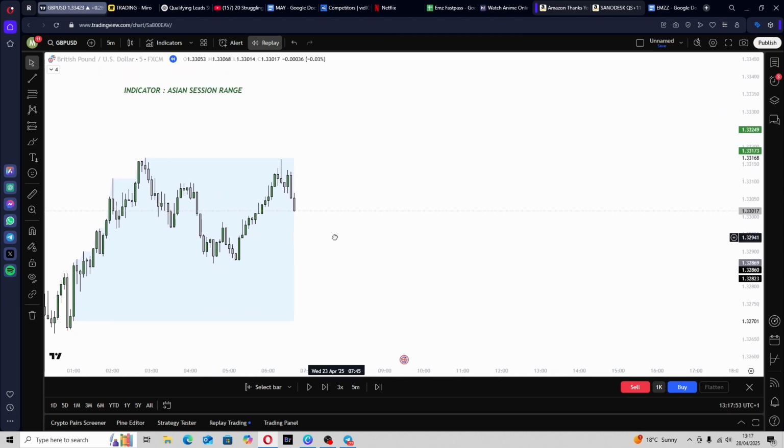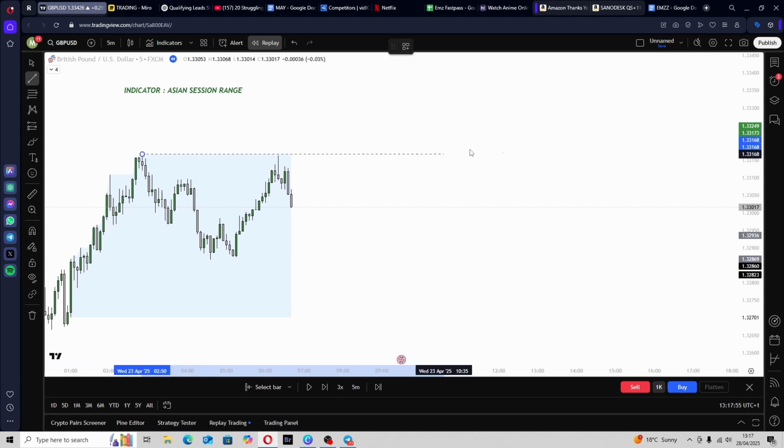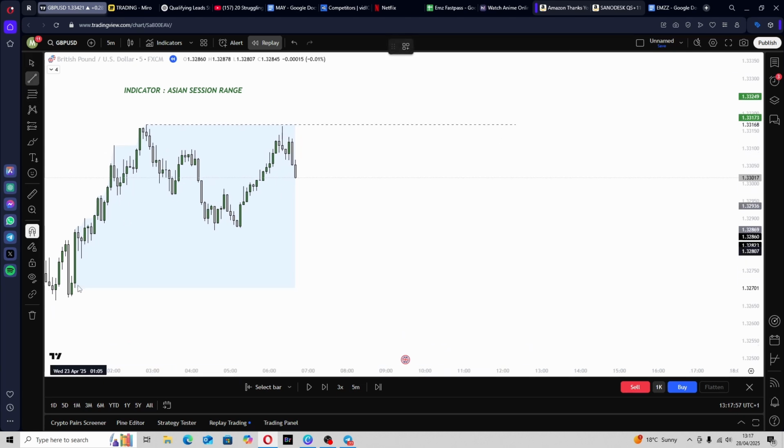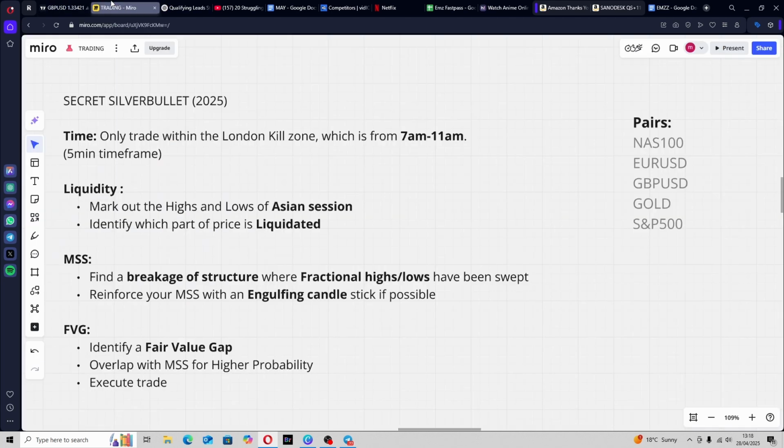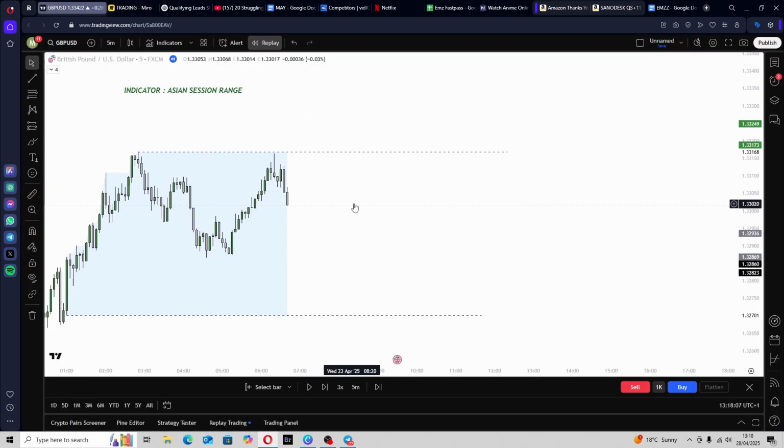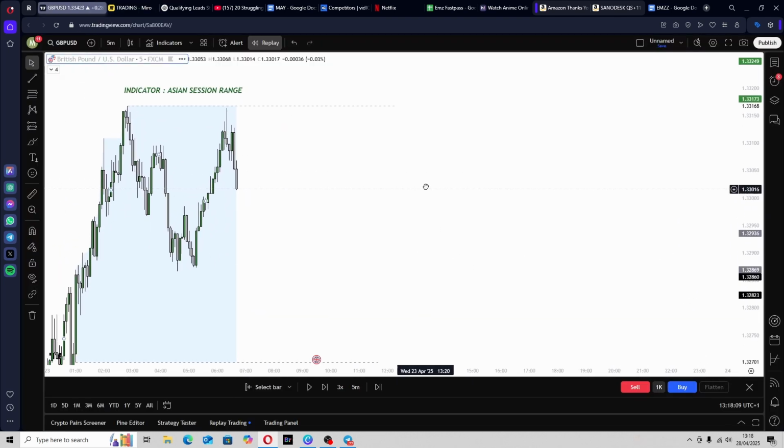Also, what we're going to be doing now is marking out the highest points and the lowest points of Asian session. As you can see, that's the highs and this is the lows right here. Once we do this, what we need to do next becomes very simple. We need to identify which part of price gets mitigated or liquidated first, so if the highs get swept first or the lows get swept first.